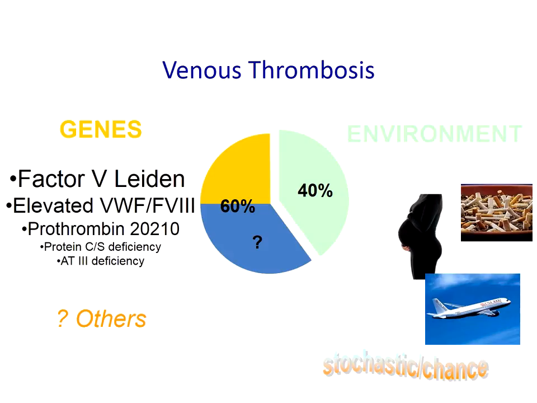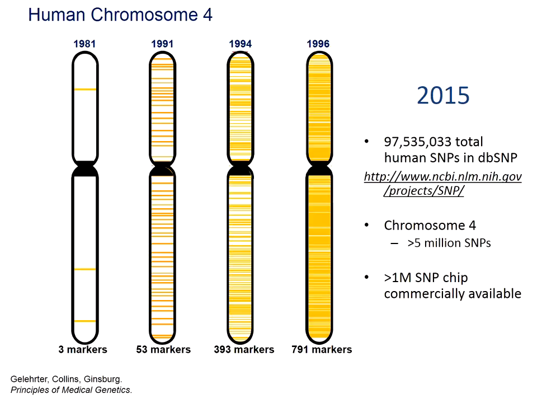Well, there's been an explosion in our ability to address these kinds of complex diseases also, with the identification of common variants in the human genome. Going back again to the early 80s, we had very, very few markers. I'm showing here just one human chromosome as an example, where there were three markers, genetic variants, we knew of on human chromosome 4 in 1981. Today, that's over 5 million.